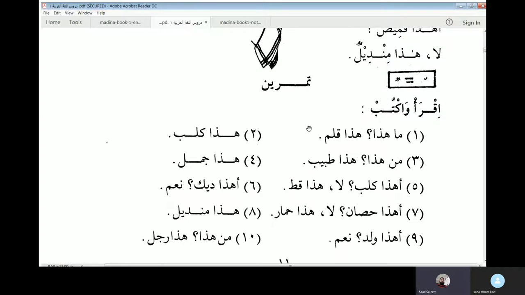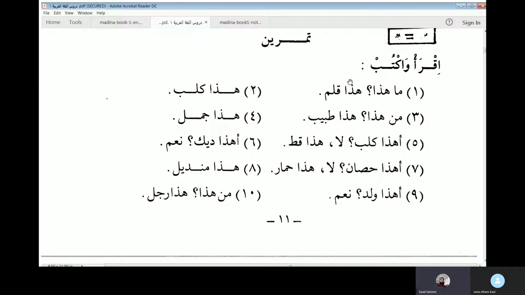Now we have tamreen. We have 10 sentences here. Mr. Mujaddad will read 5 sentences and Miss Sana will read 5 sentences. Okay. Ma haza. What is this? Haza kalamun. This is a pen. Haza kalbun. This is a dog.